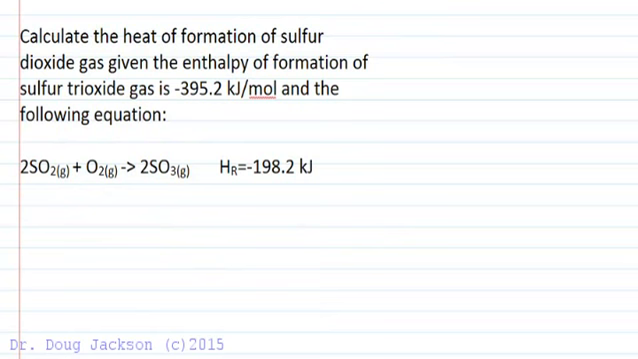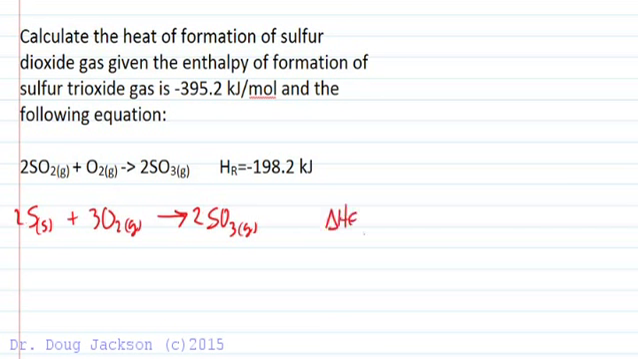So from the constituent elements, sulfur and oxygen, we form sulfur trioxide gas. Okay, now we're not balanced, so we have to balance this with 2, 3, and 2. And at this point we say, well, this is not the heat of formation of sulfur trioxide.